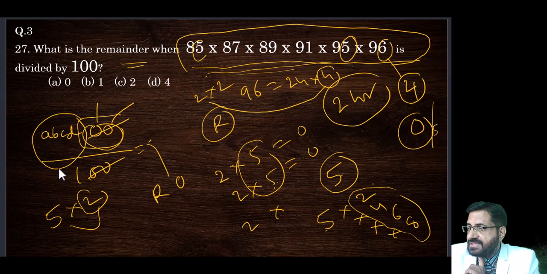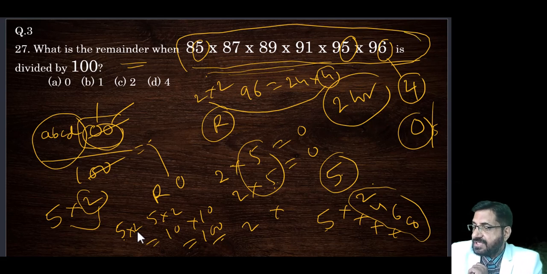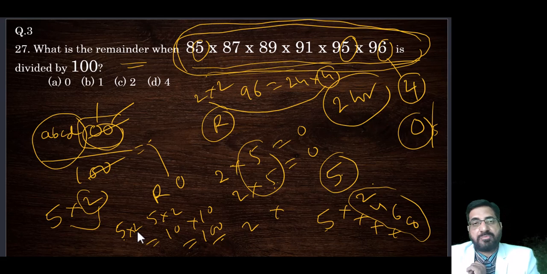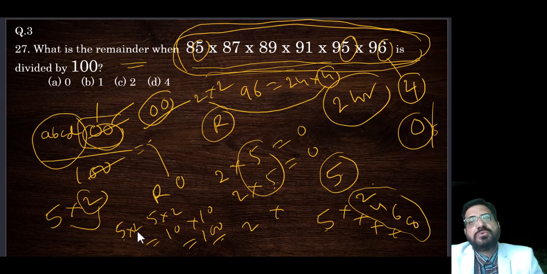And 1 5 is here. One more 5 is here. I have 2 5s and 2 2s. So I am getting 5 into 2 is 10, into 10 I am getting 100. That means what? In this number, after multiplying all these numbers, you are getting a number which has 2 zeros at its last 2 places, that is units place and tens place.